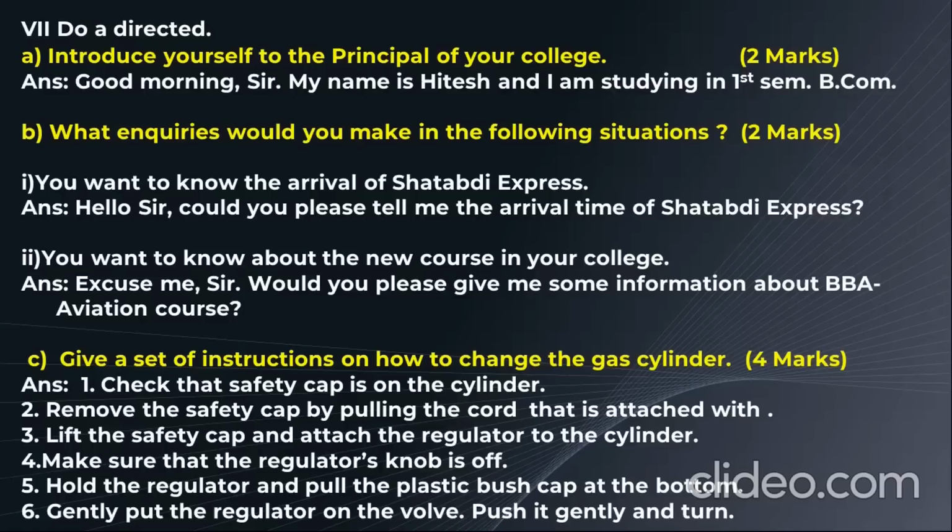So I have found here a few interesting instructions, like number 1, check the safety cap is on the cylinder. Remove the safety cap by pulling the cord that is attached. Lift the safety cap and attach the regulator to the cylinder. Make sure that the regulator's knob is off. Hold the regulator and pull the plastic push cap at the bottom. Gently put the regulator on the wall and push it gently and turn on.